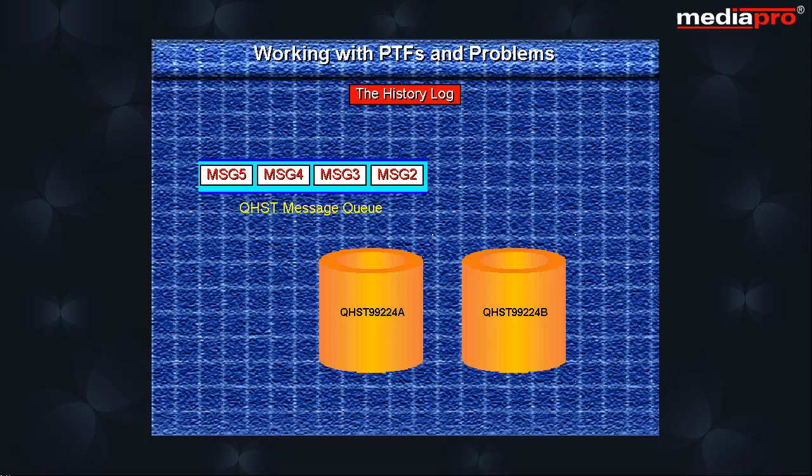We can view the information in the QHST message queue by using the display log command. Running this command causes the contents of the message queue to be written to the log file. The size of the history log file is determined by the system value QHSTLOGSIZ.